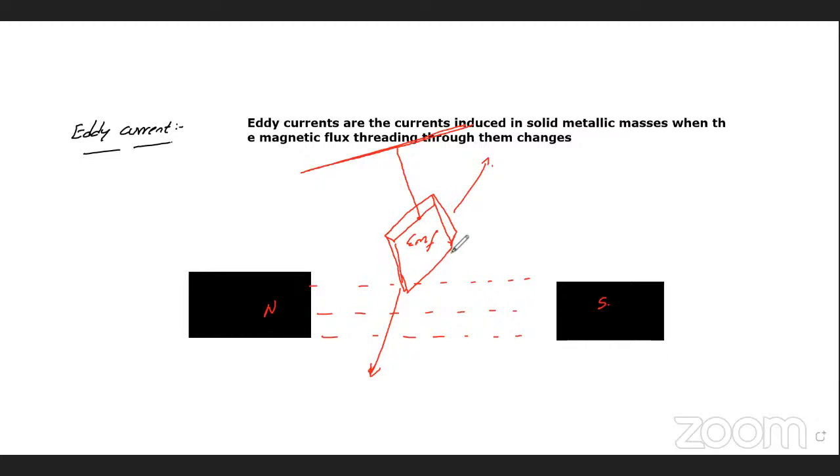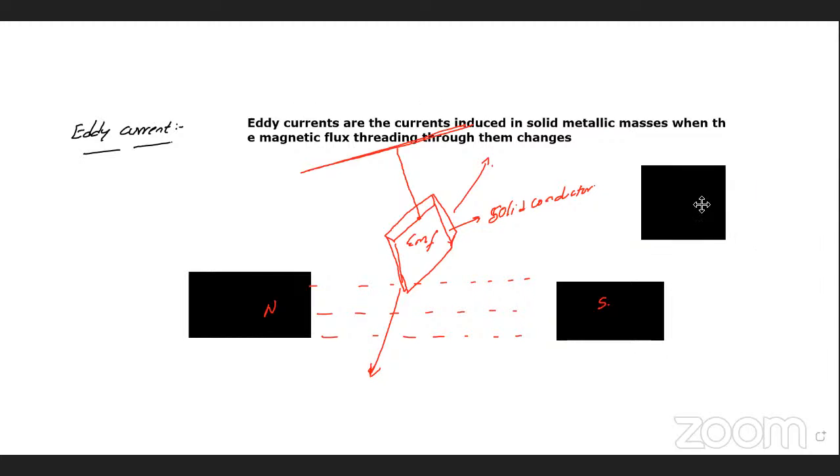But this is a closed path. Okay, whatever it is, it is a closed path. So it is a full solid structured conductor. Solid conductor. So it will be like this, a full solid conductor. So in this solid conductor, I'm placing it in the magnetic field.